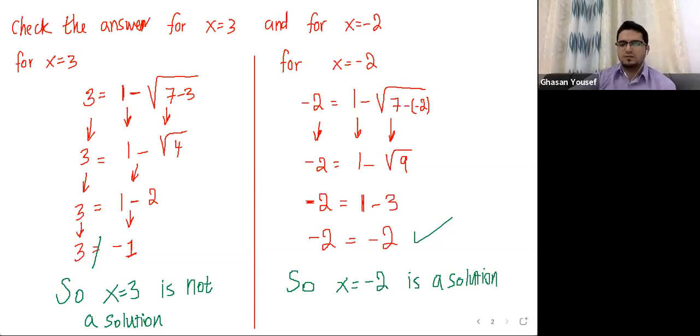So x equal 3 is not correct here, so this is not a solution. And this is correct. So x equal minus 2 is the only solution. Any question for this example?